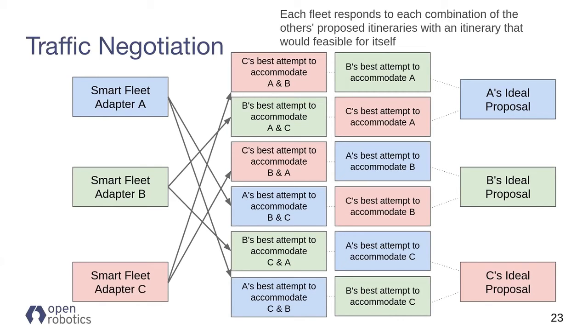So now we have C's best attempt to accommodate A and B, and then C will also propose a best attempt to accommodate B and A, and so on, right? So we end up with a combination of the others' proposed itineraries with an itinerary that is feasible for that fleet adapter, right? So we get an itinerary that is feasible for fleet adapter A, but it's also accommodating B and C, and accommodating C and B, and so on.